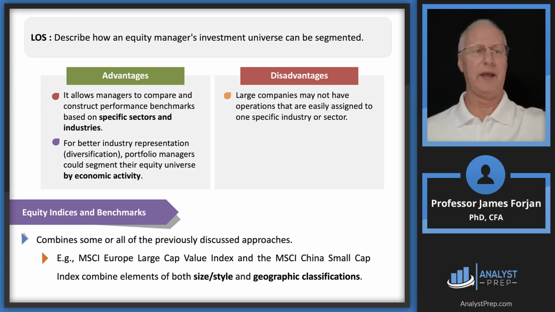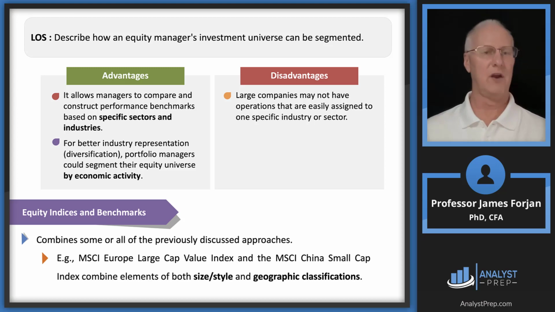What are the great advantages here? Let me go ahead and mention this. Specific sectors and industries and economic activity allow us to construct some kind of benchmark that is way more relevant, right? We don't want to just pick the S&P 500 index, because that's relevant only if we own the Vanguard 500 index fund. Some disadvantages: large companies that do all sorts of stuff.